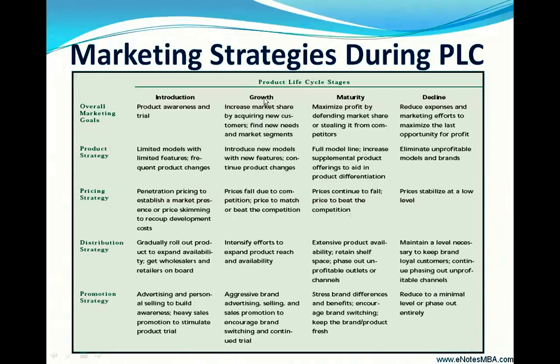At the growth level of the product life cycle, the overall marketing goal is to increase market share by acquiring new customers and finding new needs and market segments. Product strategy at the growth level is to introduce new models with new features and continue product changes. Pricing strategy. Prices at the growth level fall due to competition. Price to match or beat the competition.